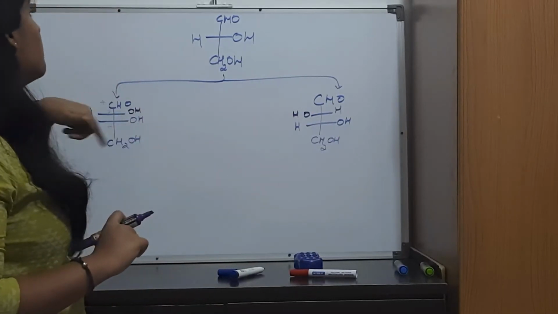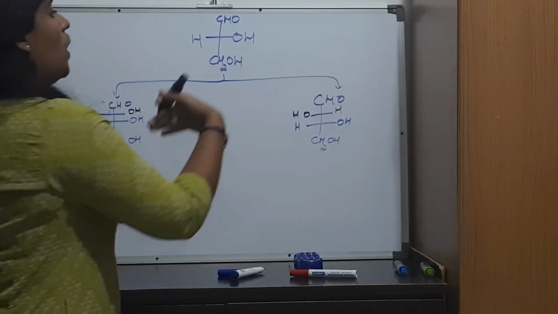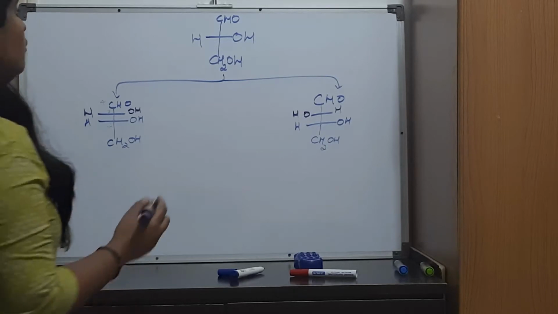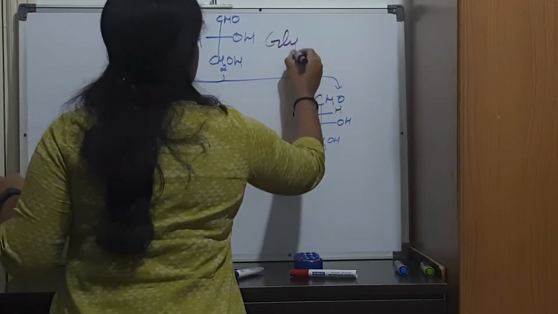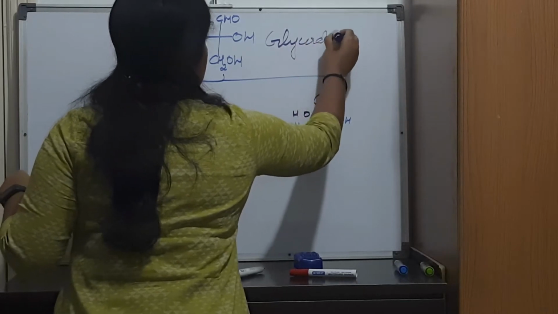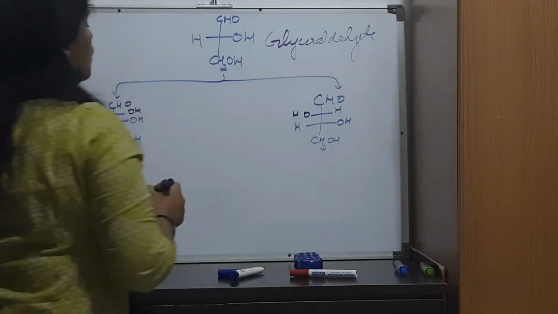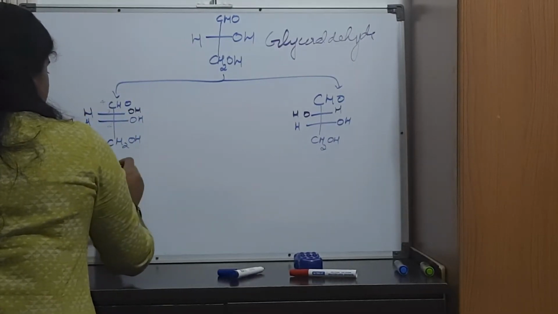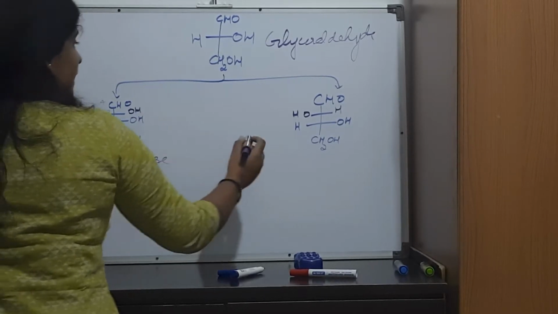And for the next upcoming carbon, I can put H either on the left or on the right. So based on that, I got two forms. So I started with glyceraldehyde. This was my glyceraldehyde. And from there, I got two things. What are those? This is erythrose and this is threose.